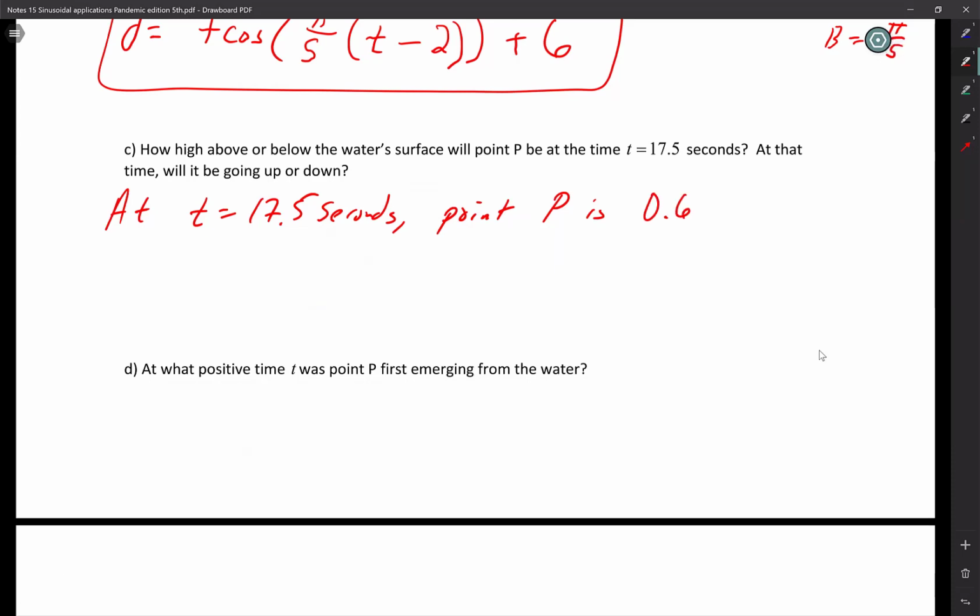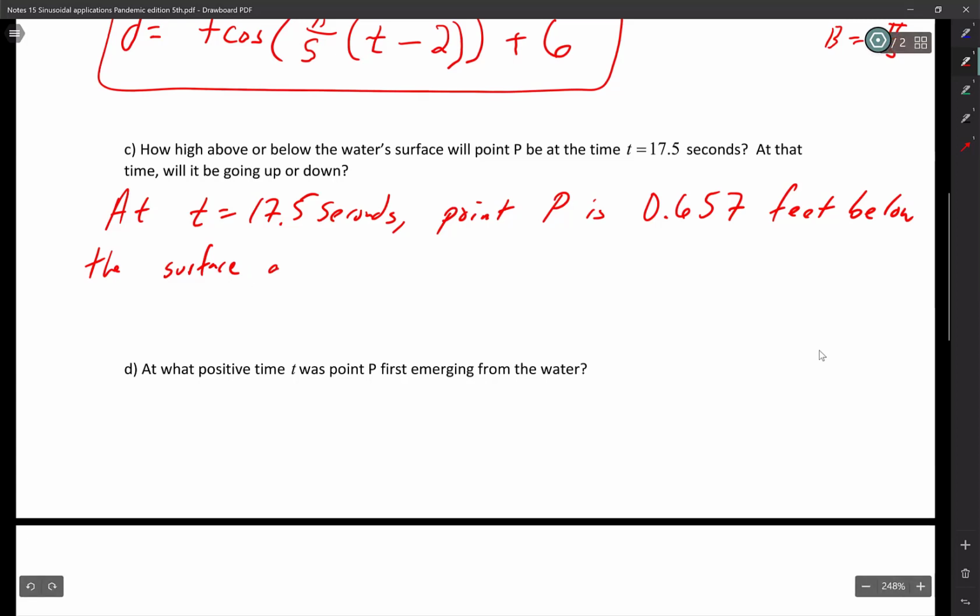0.657 or 675? 657 feet below the surface, period. Oh, they also wanted to know, is it going up or down? So I'm going to reiterate, you know what? I'm going to take away the period. And going up. Yay, now we're good.